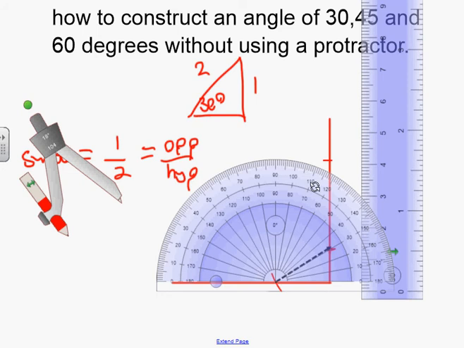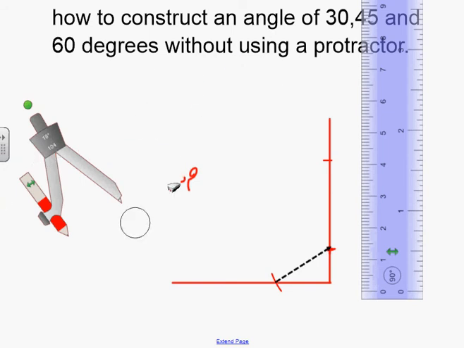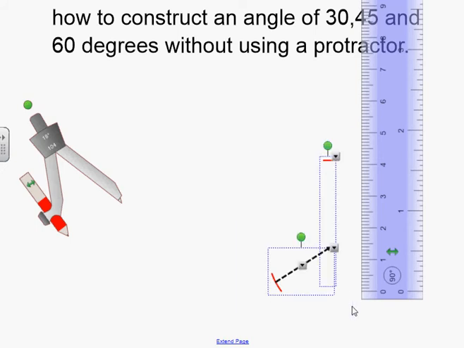Okay. I'll do it 2 more times. I'll do it for 45, and then I'll do it for 60. They say that you have to draw the angle without using a protractor. There are 3 different triangles. They'll only give you one of them.